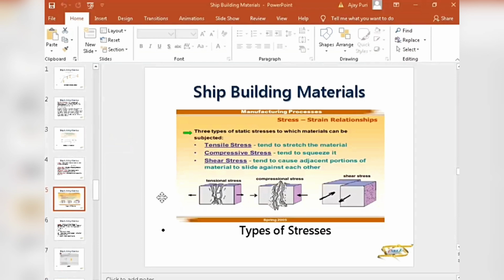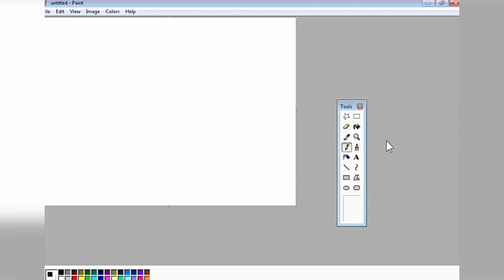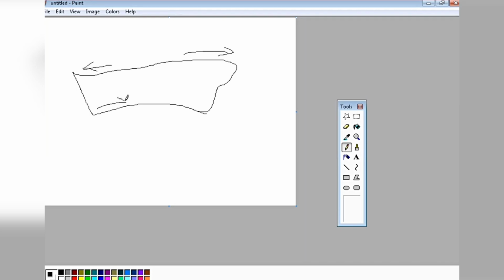I'll just explain with diagrams, from the point of view of a ship, how the tensile stress comes up. That is in case of hogging and sagging, and how your shear stress comes up. Now, suppose a vessel is hogging, so the tensile stress is coming here on the deck in hog, and a compressive stress is coming on the bottom plating. This is the compressive stress.